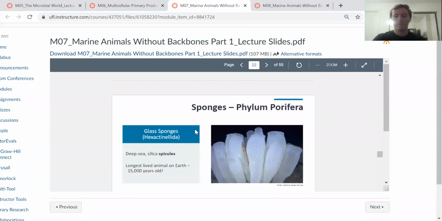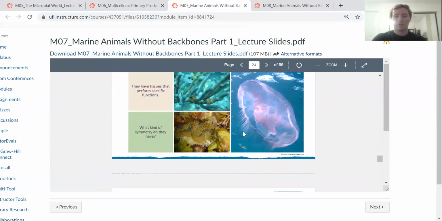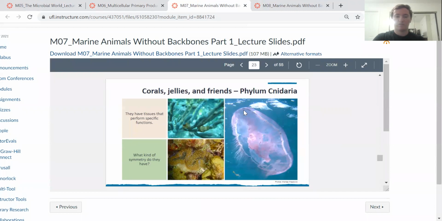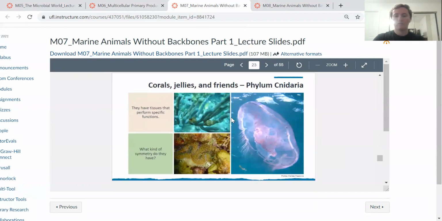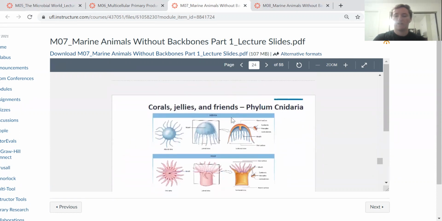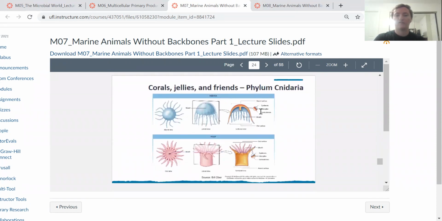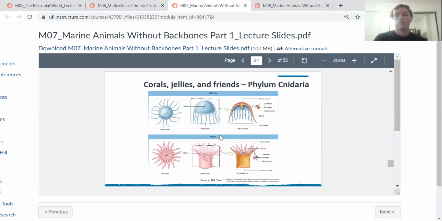There's a ton to know about them, but again, for the sake of time, I'm going to go on to phylum Cnidaria, which are the corals, the jellyfishes, and other organisms. You should know the medusa and the polyp stage. The medusa is what you see in a normal jellyfish, while the polyp is more of a coral structure or sea anemone. I would understand the difference between those two and when in each life cycle they exist.